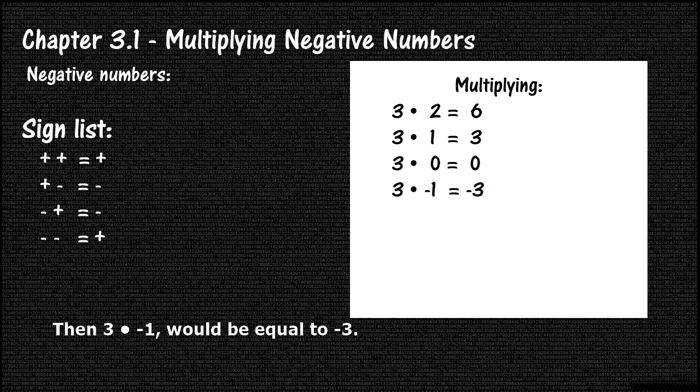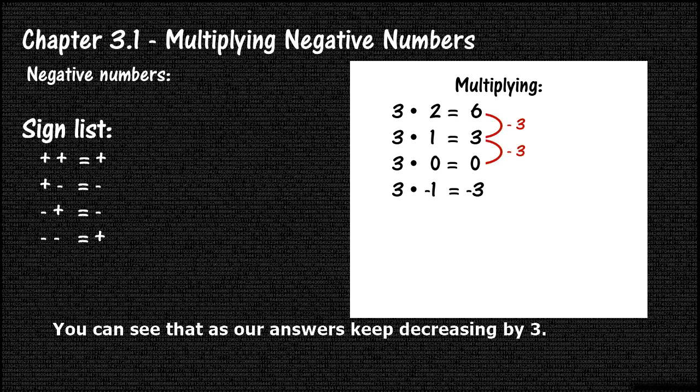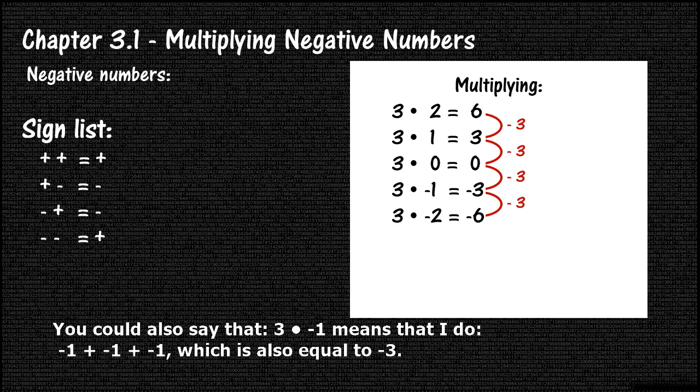Then 3 times minus 1 would be equal to minus 3. You can see that as our answers keep decreasing by 3. You could also say that 3 times minus 1 means that I do minus 1 plus minus 1 plus minus 1, which is also equal to minus 3.